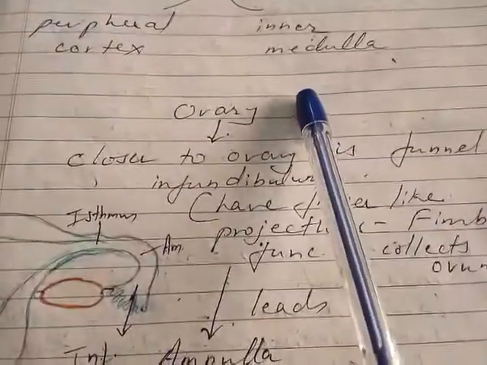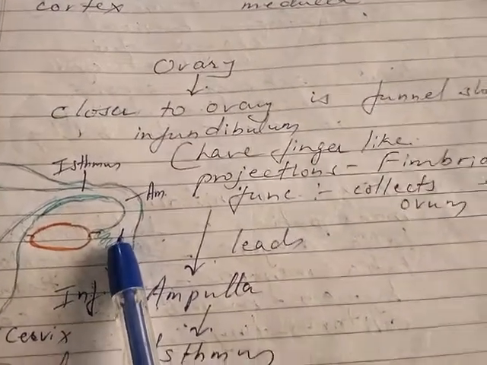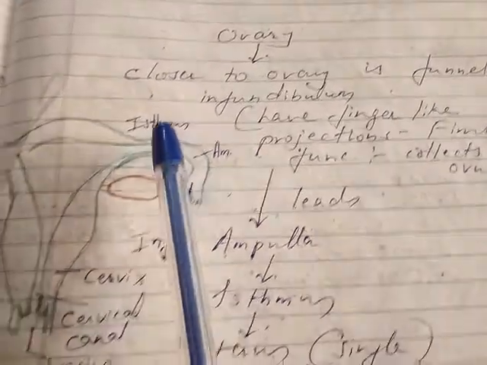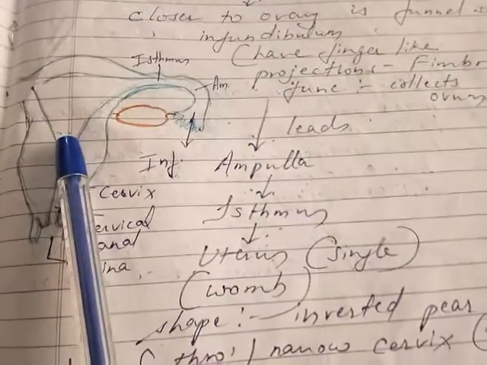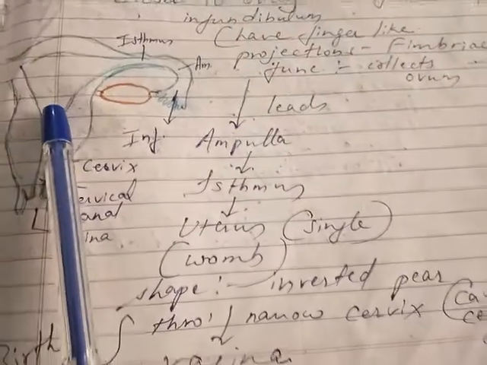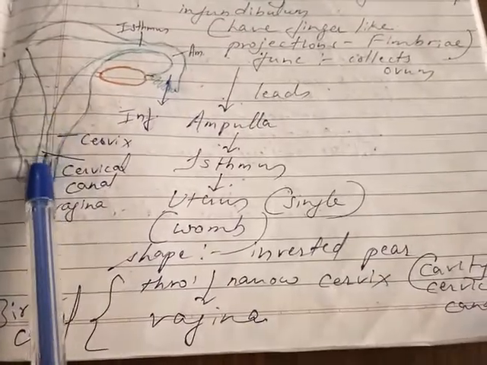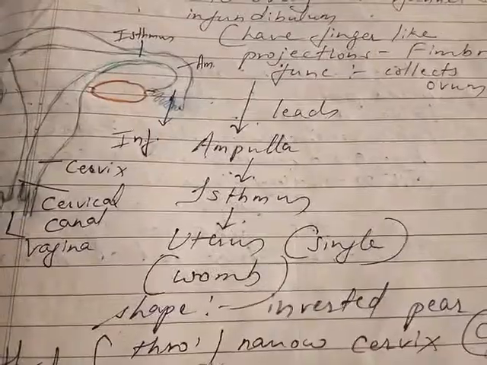So ovary, closer to ovary is the infundibulum. Infundibulum leads to the ampulla. Ampulla leads to the isthmus. Isthmus opens into the uterus, which is single, which is a womb, an inverted pear-like structure. It opens through the cervix, and cervix is having the cervical canal, and it opens outside through vagina.